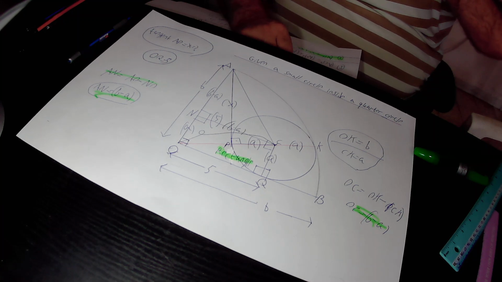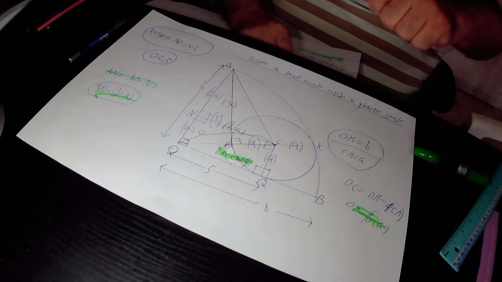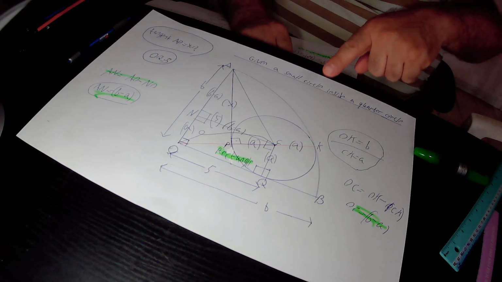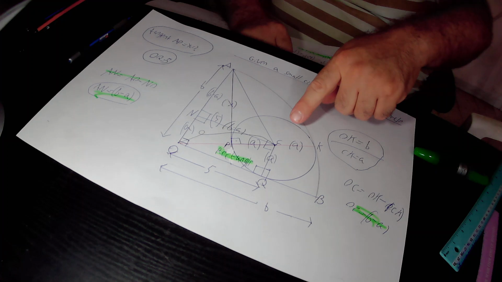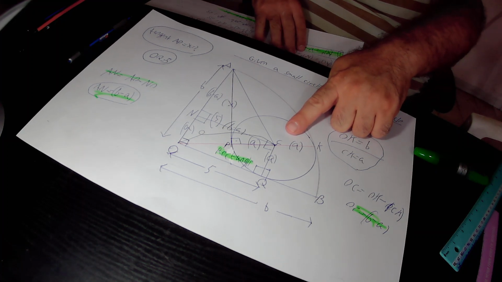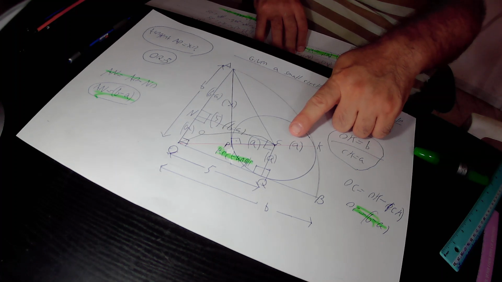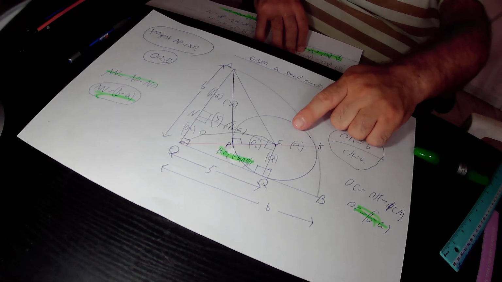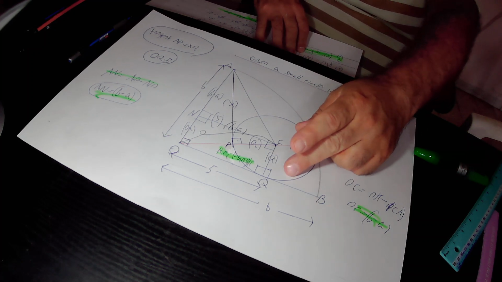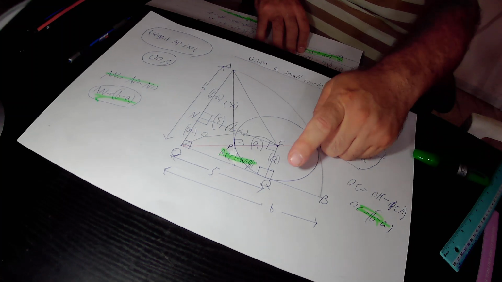So, first of all, we define the radius of this small circle as A, and we join points A and Q together. We define the center of this small circle as C. So this is the center of this small circle, that is C, and the radius of this small circle is A. We join point C and Q together by a straight line.